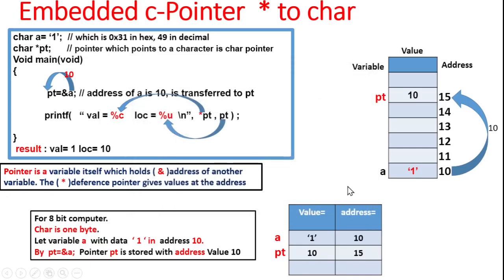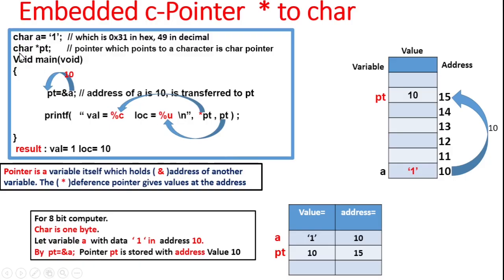Let us start with the pointers. A pointer stores the address of another variable. Let us see the example. Char A equal to 1. What happens? The 1 will be stored in the variable A. So A is stored with value 1, which got the address of 10.